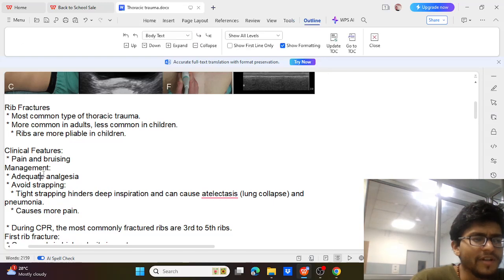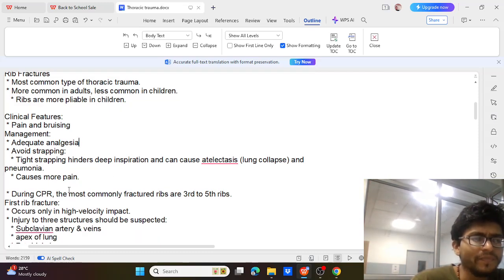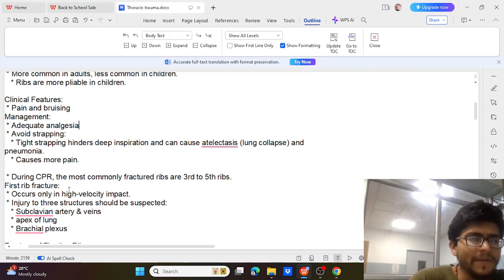Then management: we generally just have to give them good analgesia, and depending on the pain sensitivity of the patient, we may extend it up to epidural analgesia, which will also help. The highest one is epidural analgesia, and we avoid strapping because strapping affects inspiration and can cause atelectasis and also pneumonia. It causes more pain also. So strapping is avoided.